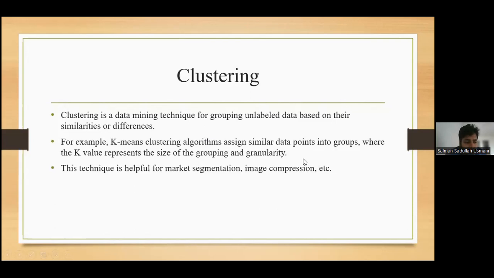That means if you have large data, let's suppose 1,000 samples, and you apply k-means clustering based on similarity or difference, you may want to cluster it into 3 groups. So here k, the number of groups, will be 3, or you may want 5 groups. So k is whatever value you want to group by. This technique is helpful for market segmentation, image compression, etc.